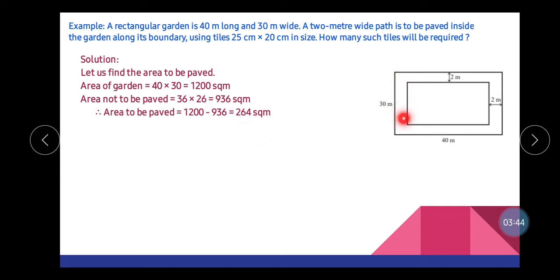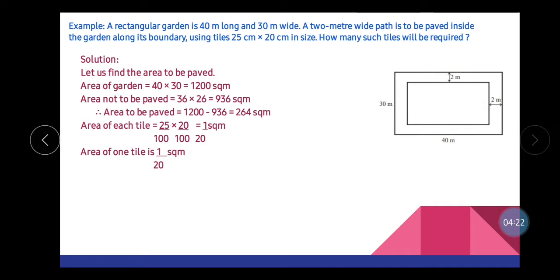Now in this 264 square meter we need to put tiles. The size is given as 25 centimeter by 20 centimeter. Here it is given in centimeter, we need to convert it into meter. So area of each tile is equal to 25 upon 100 into 20 upon 100. Calculating this we get 1 upon 20 square meter. So area of one tile is 1 upon 20 square meter.